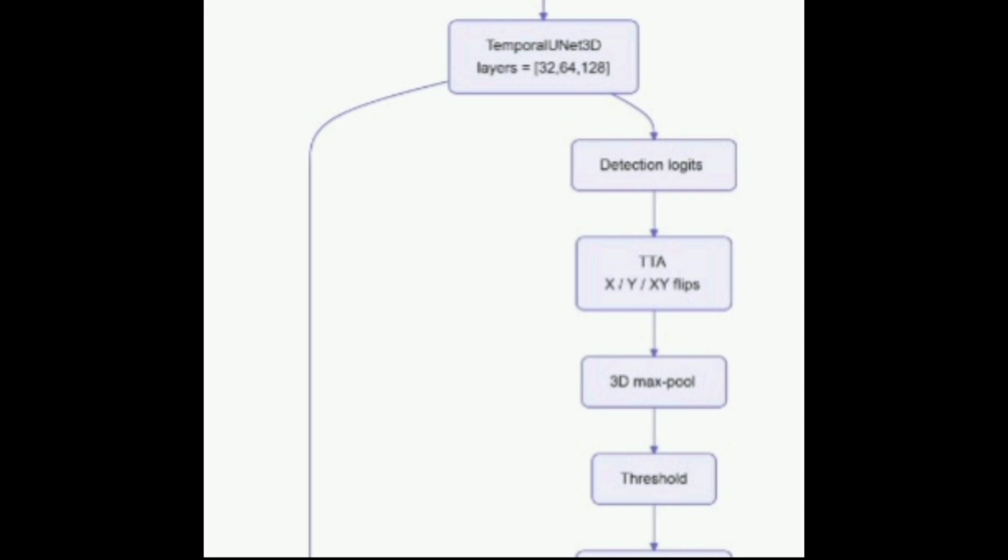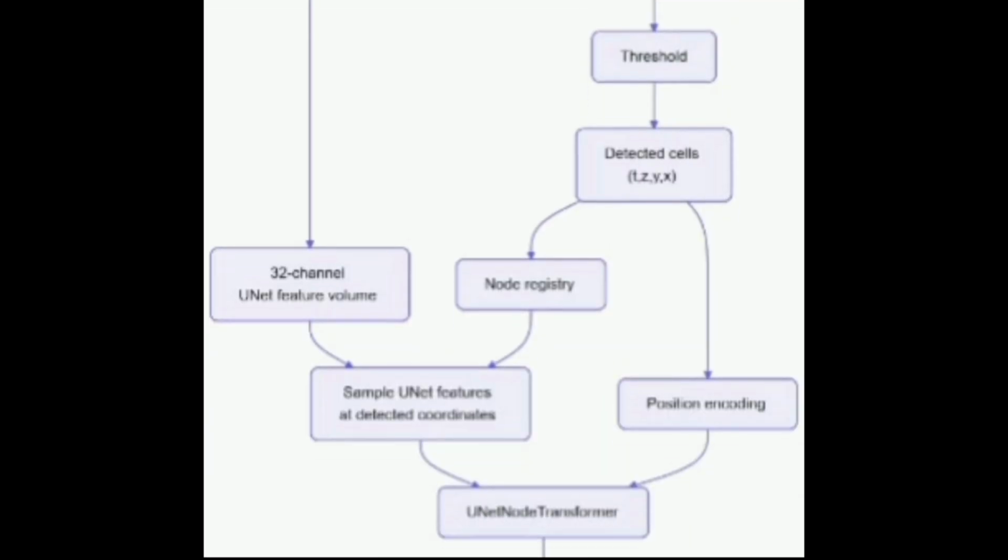The first one is detection logits. We find the local maxima, apply the confidence threshold, and then we get the cell nodes. The second and the more important one is the learned feature maps that tell us what a cell is technically. So both of those go into the node transformer.